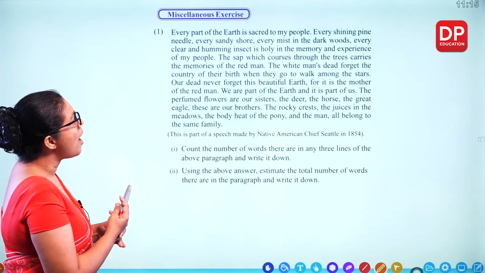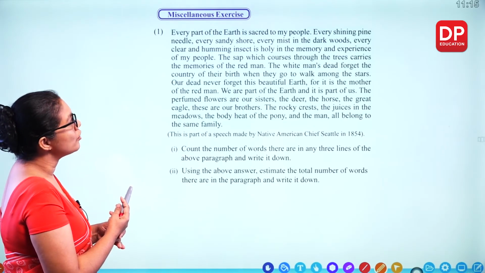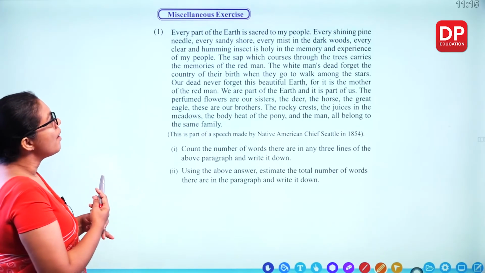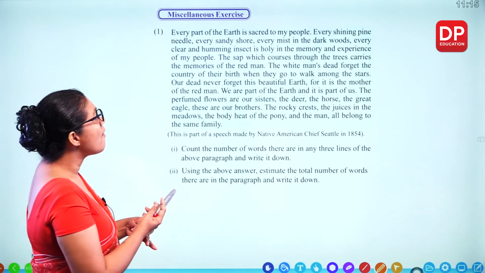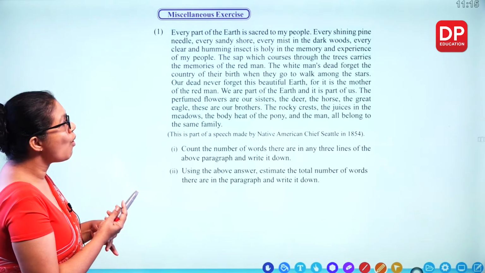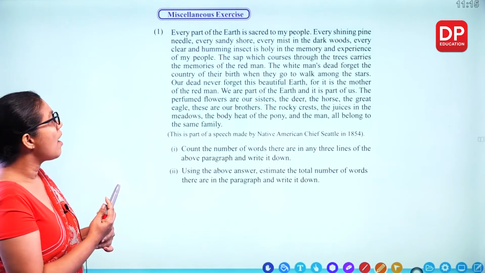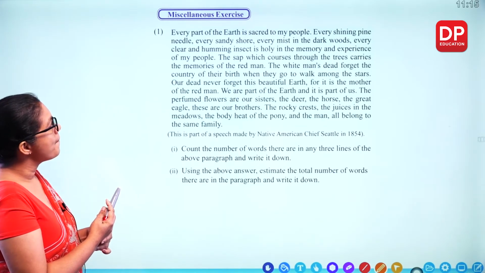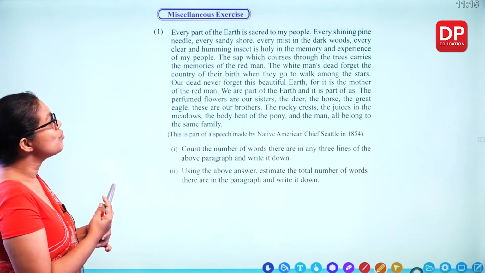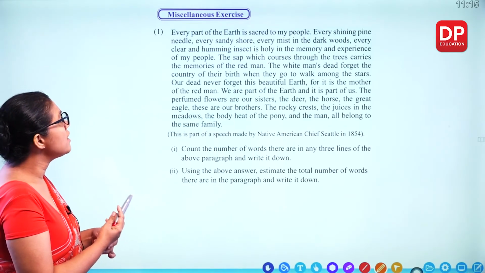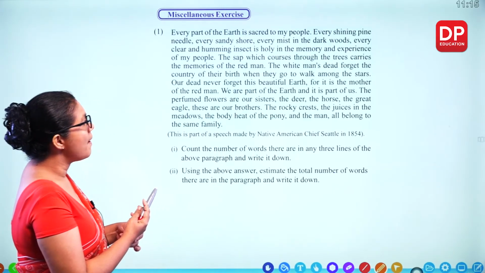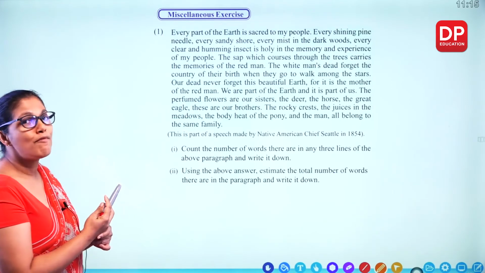We are part of the earth and it is part of us. The perfume flowers are our sisters, the deer, the horse, the great eagle. These are our brothers. The rocky crest, the juices in the meadows, the body heat of the pony and the man all belongs to the same family.